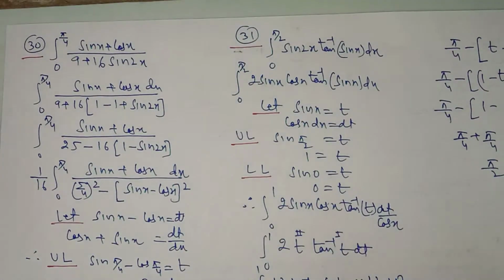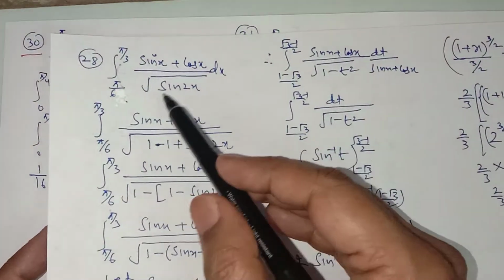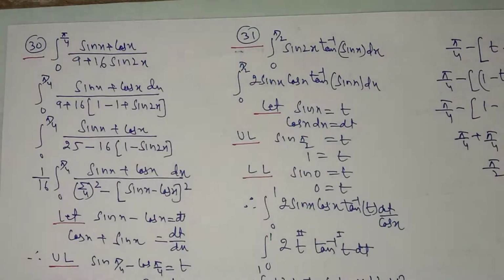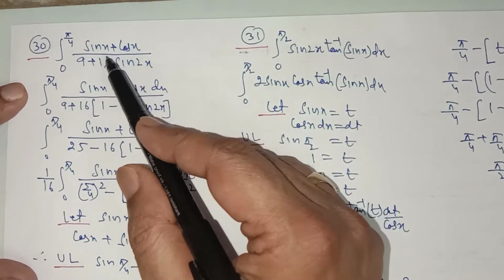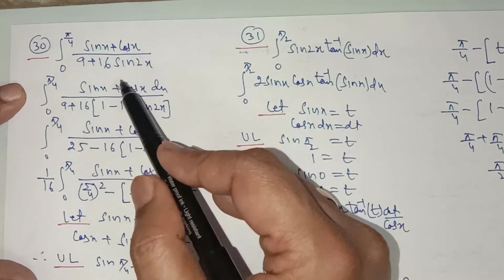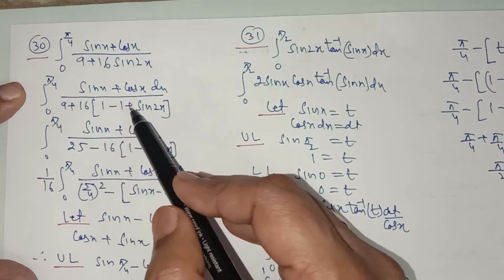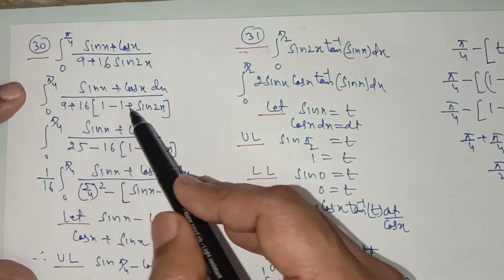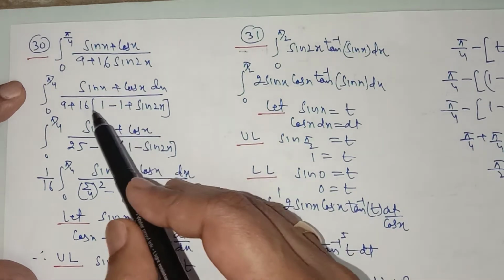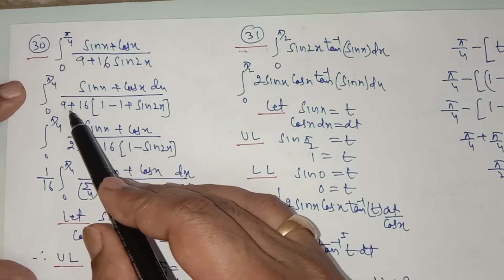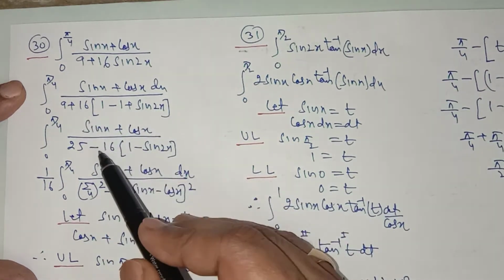Question number 30 is also the same as we have done in question number 28: sin 2x, making the whole square of sin x minus cos x. So arrange it in question number 30. It is sin x plus cos x upon 9 plus 16 sin 2x. So I have taken 16 common in sin 2x and am adding and subtracting 1: 9 plus 16 minus 16 plus 16 sin 2x. So it is 16 into (1 minus sin 2x). Taking 16 out with this 9, it will come 25. And take minus common, so 1 minus sin 2x with minus outside.